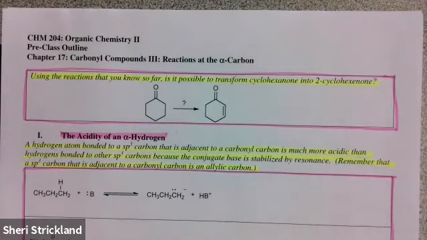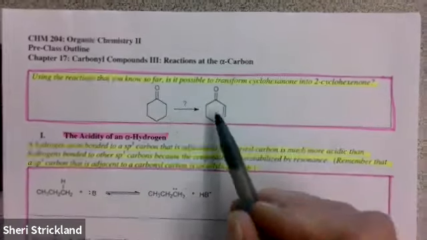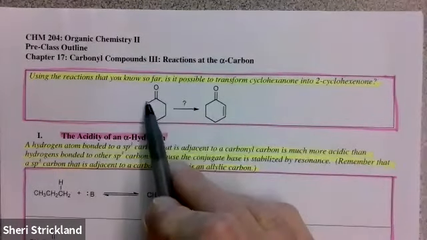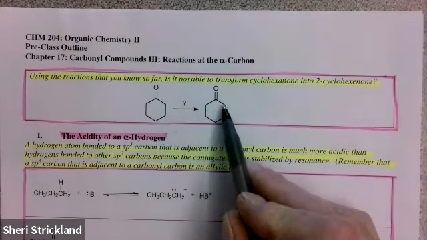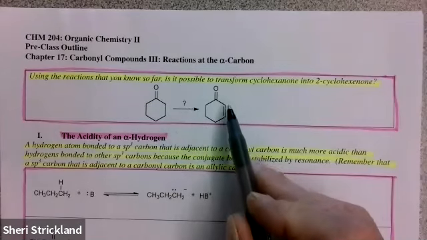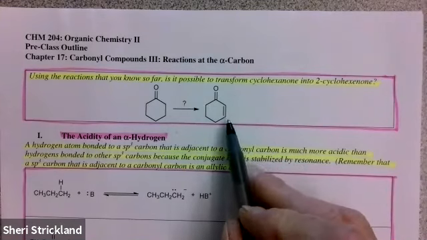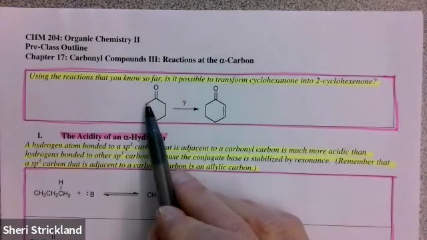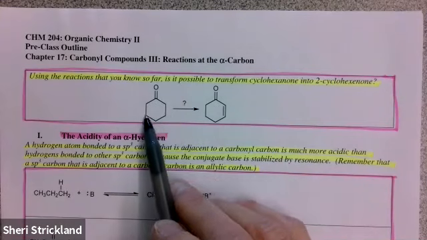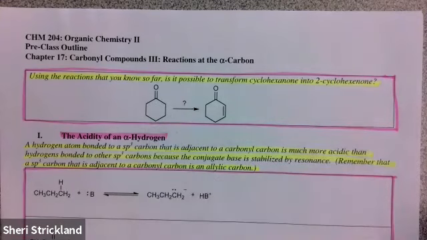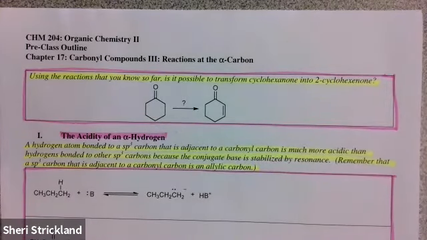So we need something that would involve an alkyl halide or an alcohol at the alpha carbon, the carbon that's just adjacent to this carbonyl. But the only way we know to install a halogen so far is with radical substitution, and you couldn't make it choose this position over this one over this one. So at this point, it's not possible, but it will be possible pretty soon.